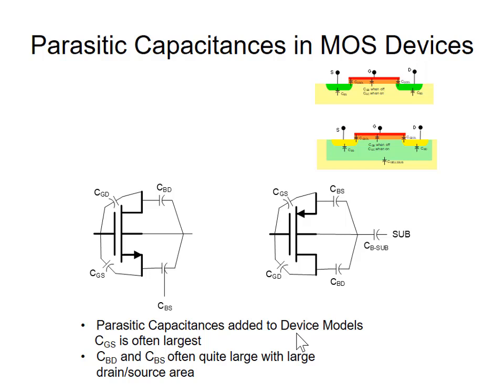CGB and CBS are often quite large as well. This one here and this one here. The gate drain overlap capacitance here is usually pretty small. And this one here is the sum of the gate drain overlap capacitance, gate source overlap capacitance, and the gate channel capacitance. The gate source overlap capacitance is usually pretty small. It's not a major contributor to that.